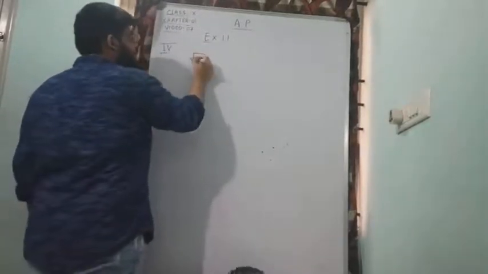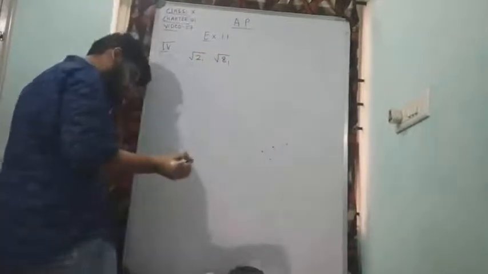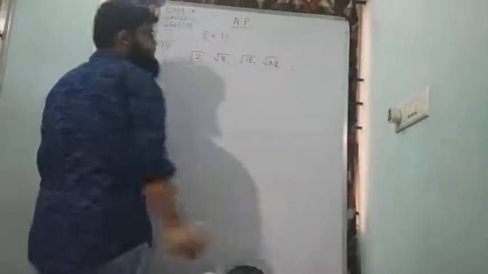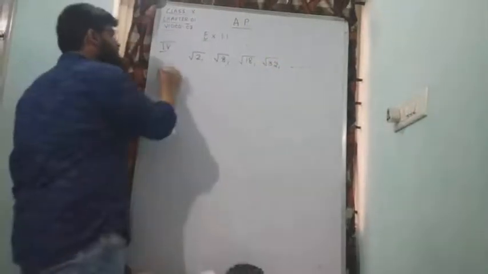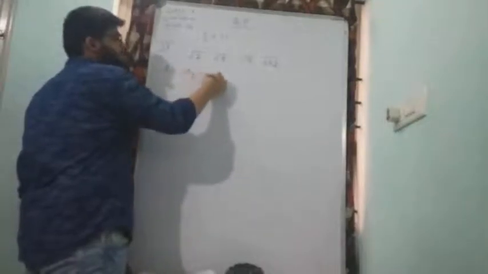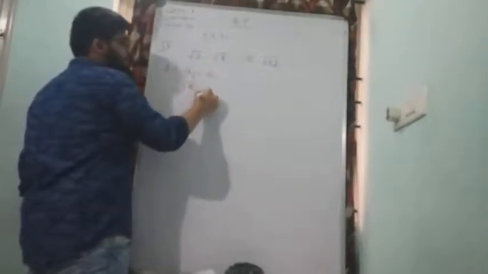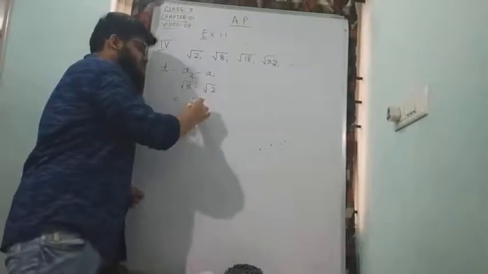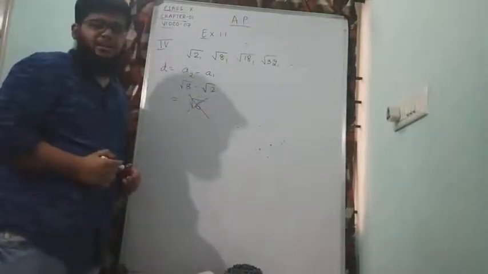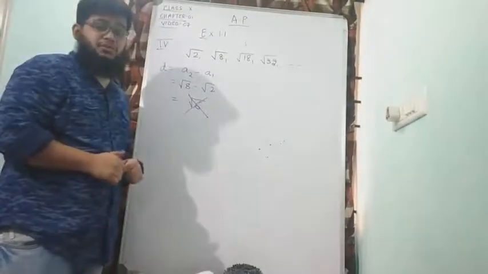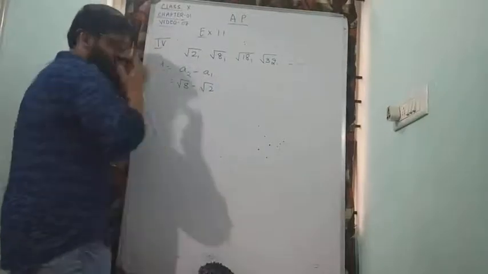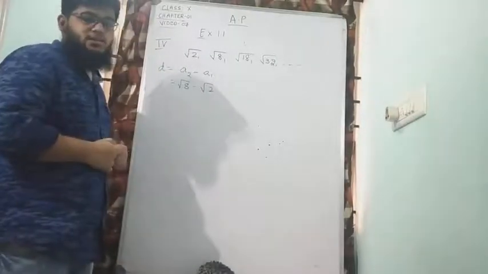Root 2, root 8, root 18 and root 32. Okay. So let me start with first difference, which is A2 minus A1. A2 is root 8 minus A1 is root 2. Now again, if you are thinking root 8 minus root 2 should be root 8 minus 2, 6, that is definitely not possible. You cannot subtract numbers with root just like that. So what you can do instead is write them in a way where you will get something as common again.